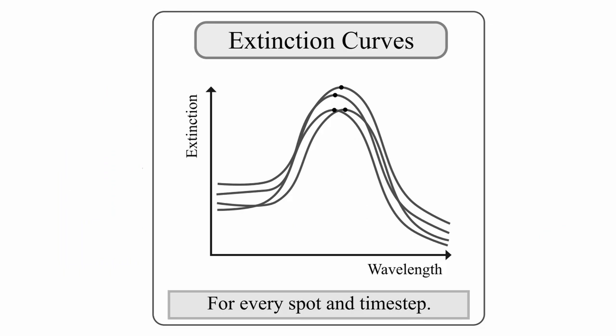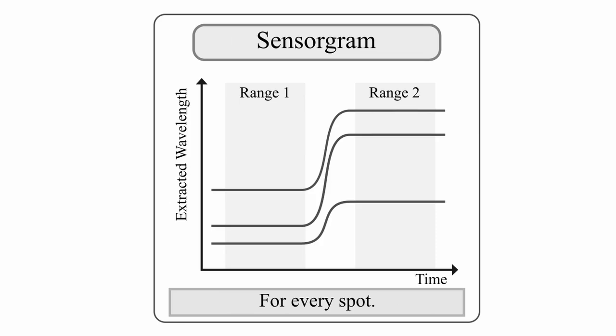For each spot and time step, an extinction curve is generated by plotting extinction values across wavelengths. By comparing these curves at different time points, we can identify changes that indicate molecular interactions.